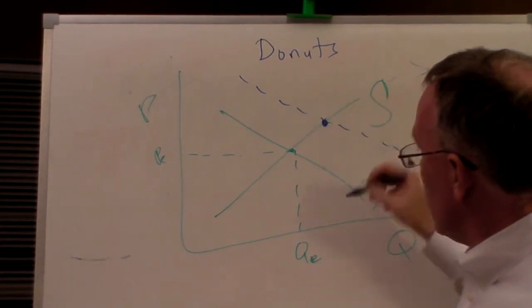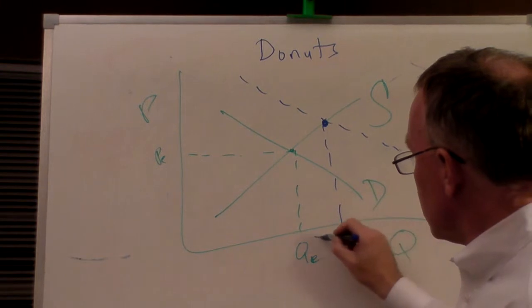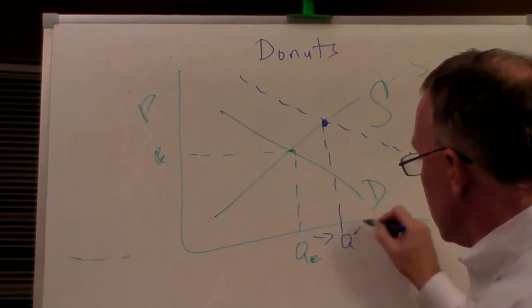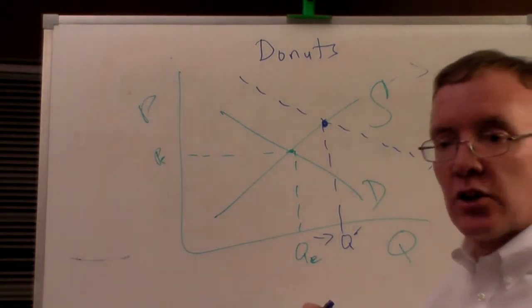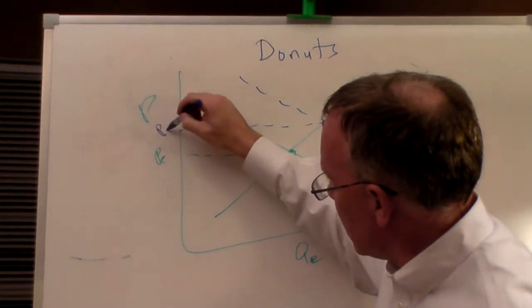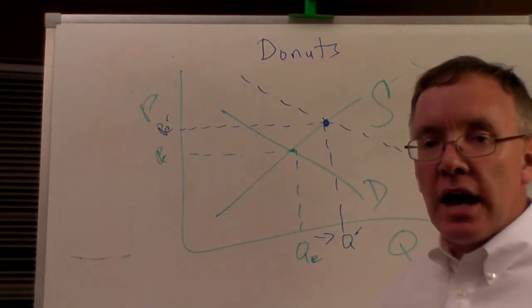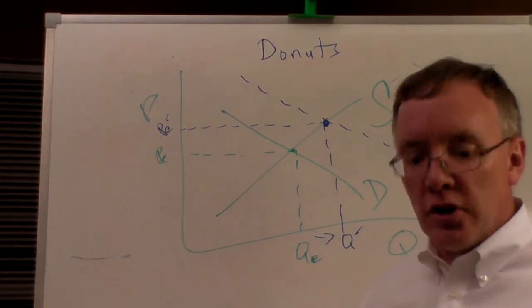We're going to get to a new equilibrium quantity, and that's going to be higher, so that we're going to see an increase in the quantity, and we're also going to see an increase in the price when the income increases and it is a normal good.